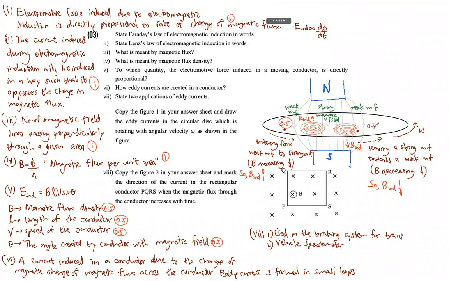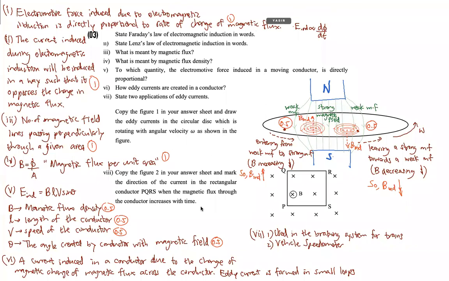All right. People who knew eddy current, did you give it a try? This is how it works. Good. I will show you that past paper, and let's try that also, so that you can double check whether you have understood or not. Last part, Roman 8. Copy the figure 2. In your answer sheet, mark the direction of the current in the rectangular conductor PQRS, where the magnetic flux of the conductor increases with time.